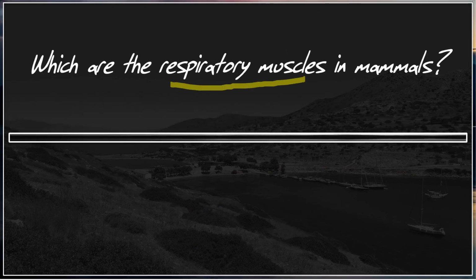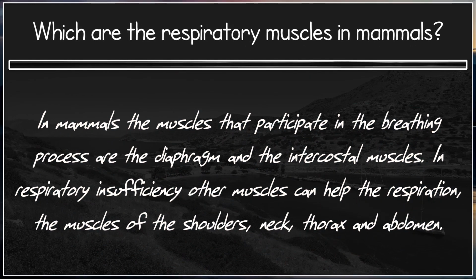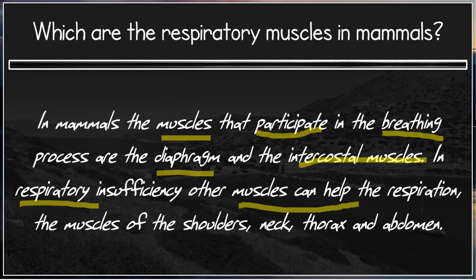Which are the respiratory muscles in mammals? In mammals, the muscles that participate in the breathing process are the diaphragm and the intercostal muscles. In respiratory insufficiency, other muscles can help in respiration: the muscles of the shoulder, the neck, the thorax, and the abdomen.